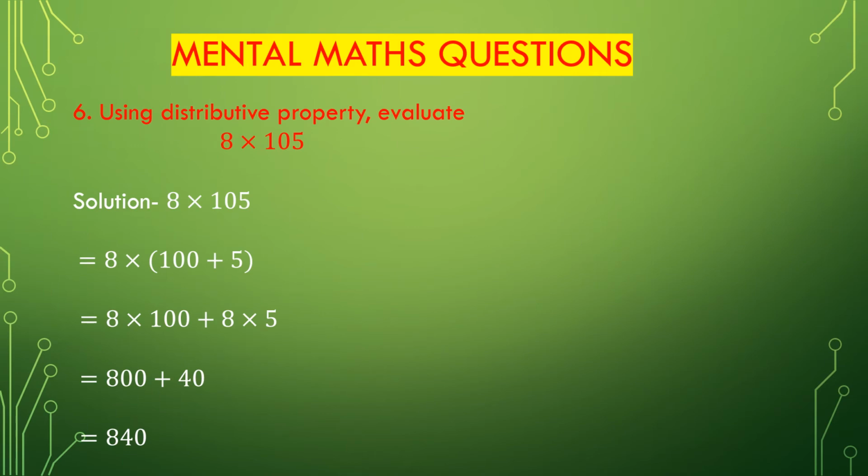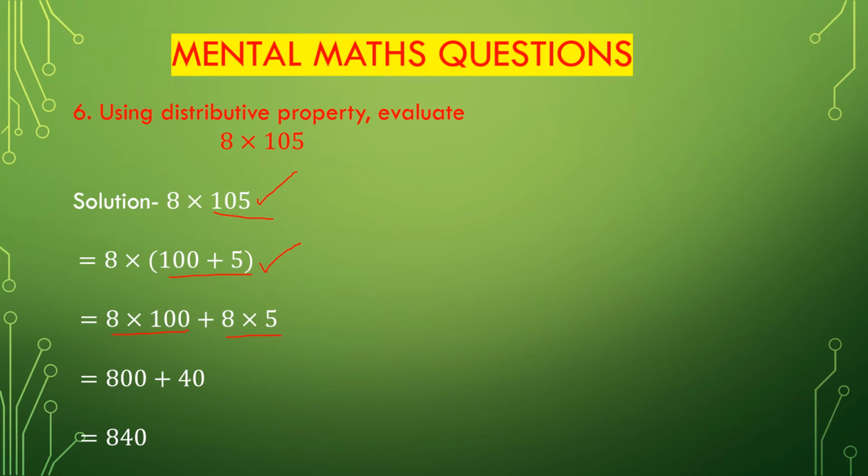Now we'll solve question number 6. Question number 6 is, using the distributive property, evaluate the following expression. 8 multiplied with 105. We can write 105 as 100 plus 5, inside the bracket. And this is the distributive property of multiplication over addition. Now 8 multiplied with (100 plus 5) equal to 8 multiplied with 100 plus 8 multiplied with 5. And this is the distributive property of multiplication over addition.